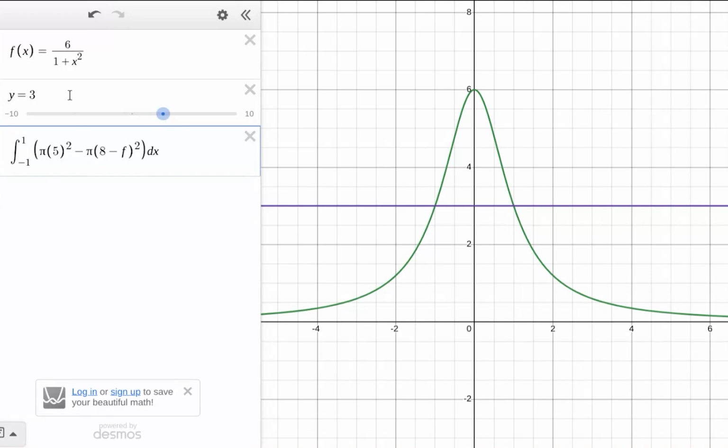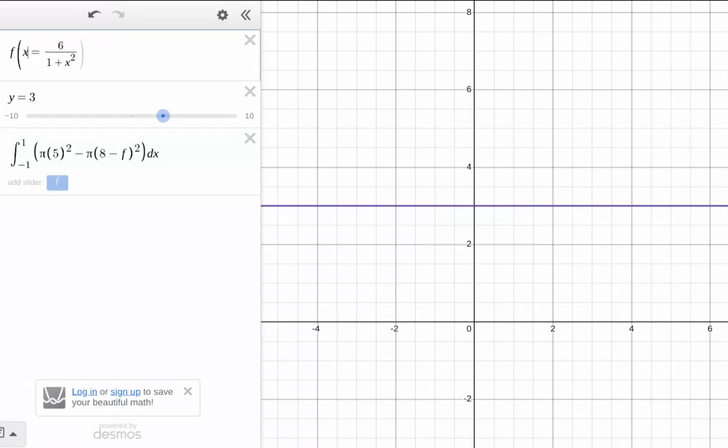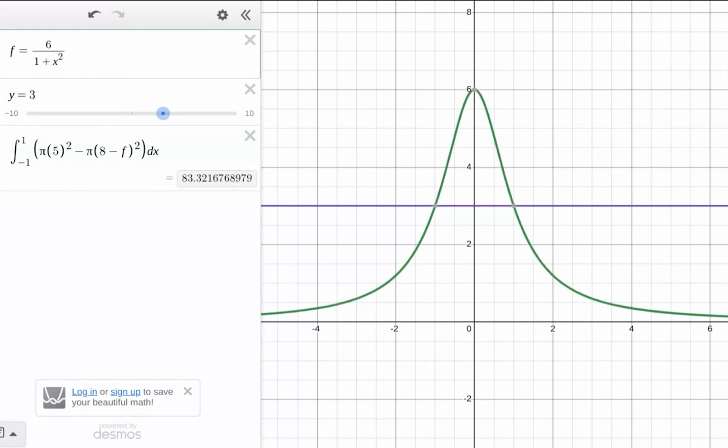And it's not going to like that because I labeled this as f of x, but to fix it, I can just call this f. And there we go. We get 83.321.